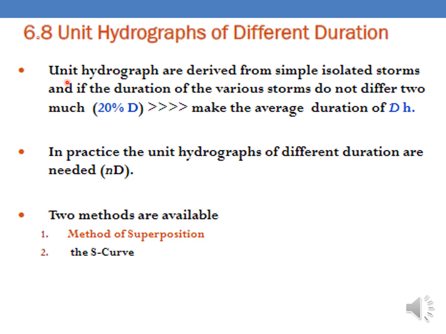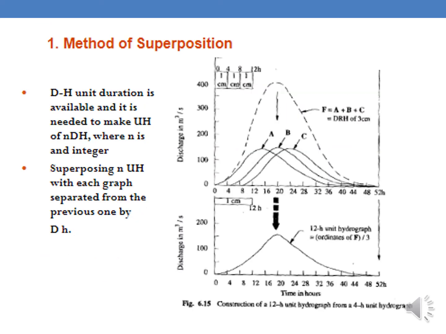Now the next type of problem is where unit hydrographs are derived for a different duration. Suppose you have a 3-hour unit hydrograph, and you will be asked to derive a 4-hour unit hydrograph or a 6-hour unit hydrograph. So how will you convert the duration of the hydrograph? For that you have two methods: superposition and the S-curve method. If you are asked to find the 6-hour duration, then n is 6 divided by 3, that is 2. Since 2 is an integer, not a decimal value, you can use the superposition method.